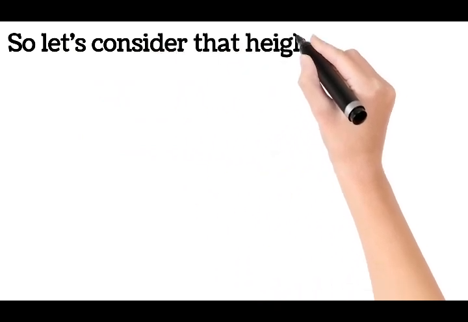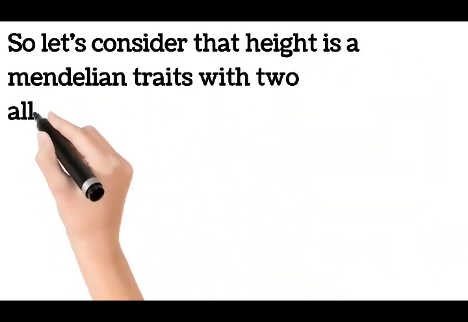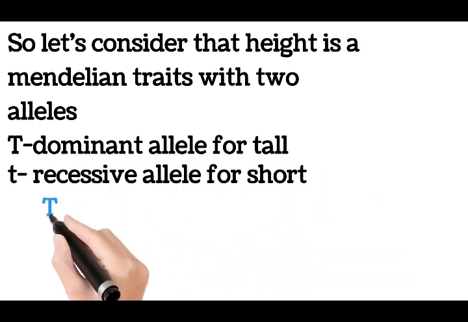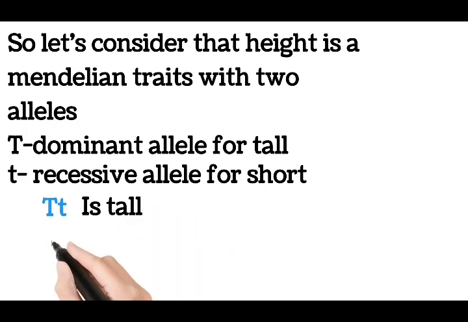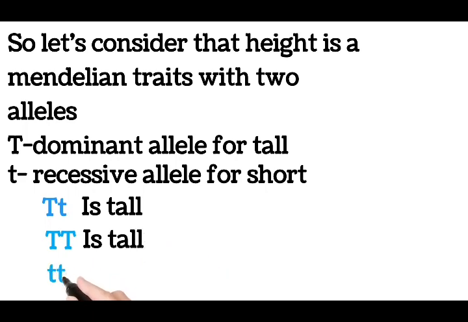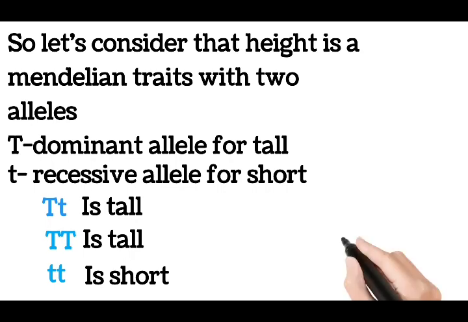So let's consider that height is a Mendelian trait with two alleles, T dominant for tall and t recessive for short. So an individual with this genotype is tall, and this is tall as well, and this is short. So we can say that the trait of tallness is a dominant trait because an organism inheriting just a single allele portrays the trait tall. But for a short person, the trait short is a recessive trait because the organism requires two short alleles to portray that trait.